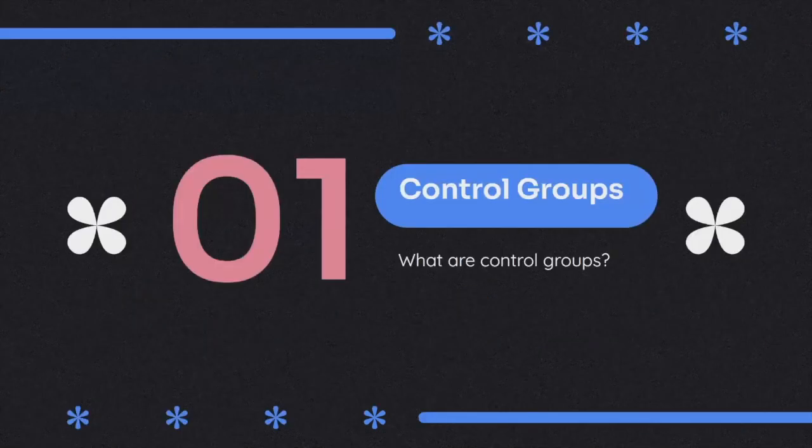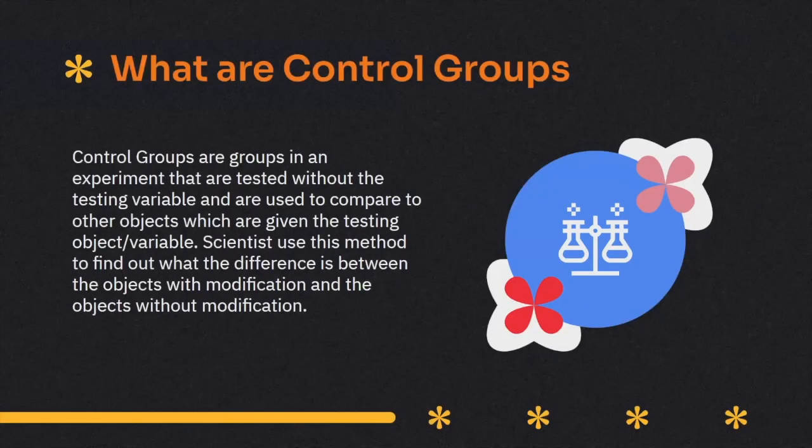First we're going to talk about control groups and find out what they are. Control groups are groups in an experiment that are tested without the testing variable and are used to compare other objects which are given the testing variable. Scientists use this method to find out what the difference is between the objects with modification and without modification.